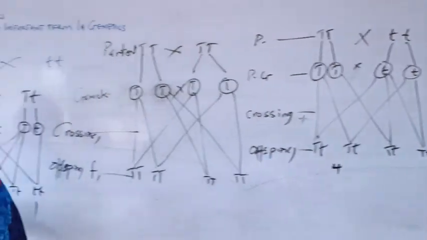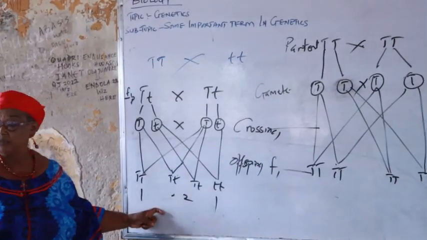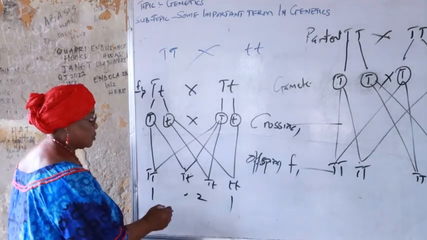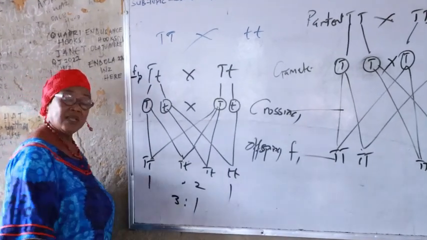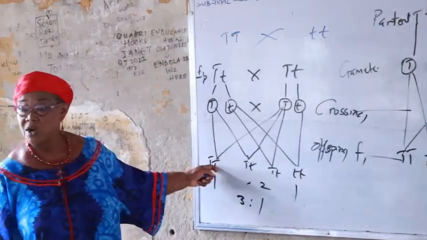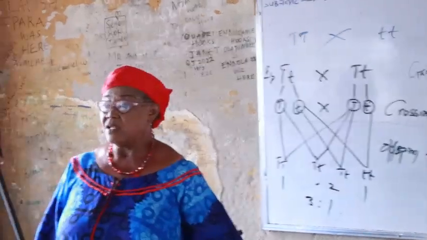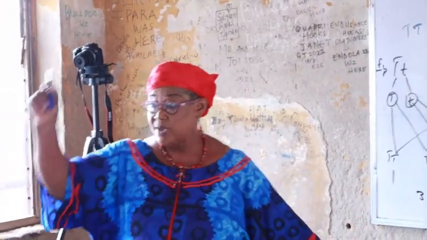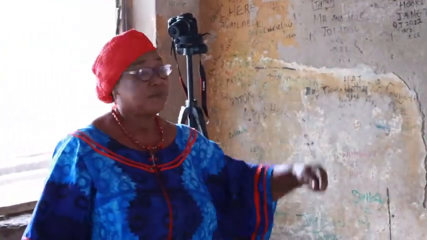Now, when we come here, the phenotype is 3 to 1, and the genotype is 1 to 2 to 1. And with what he did, he came up with the first law of inheritance, and that is under monohybrid.